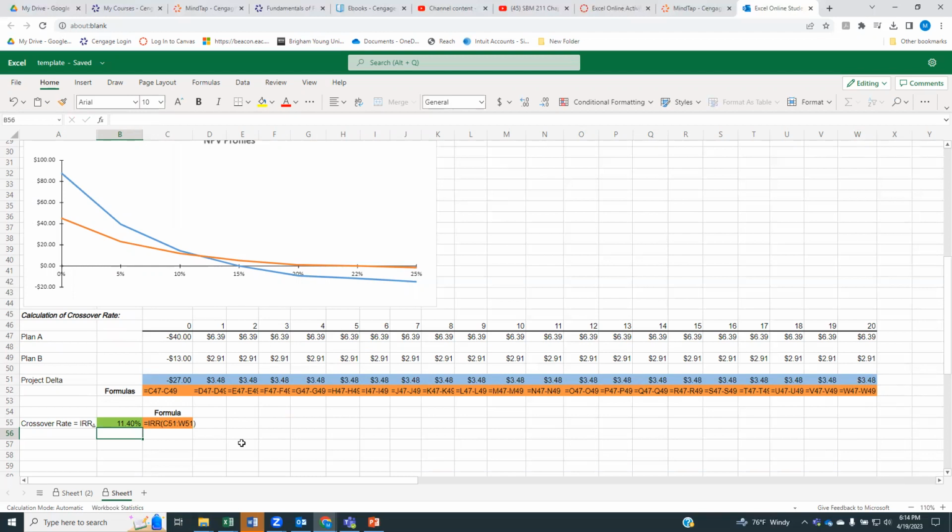So what that means is that if our hurdle rate was set at 11.4% instead of 9%, right at 11.4% is the point at which these two plans would have equivalent rates of return. Okay, it would be equivalently valuable to us, I guess.